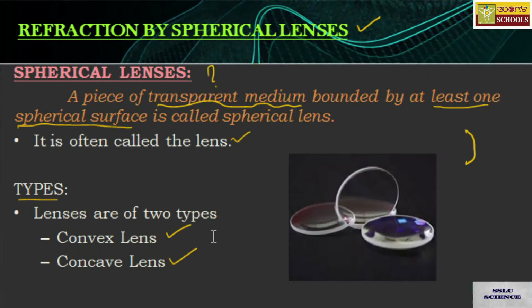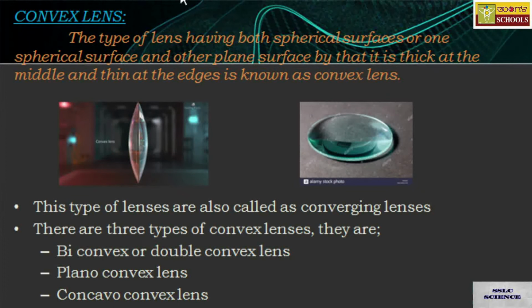So the first type will be the convex lens. This is the picture showing the convex lens. These are the pictures which I have collected. I hope you are getting these pictures right, so I can define these things to you easily. A convex lens is a type of lens having both spherical surfaces, or one spherical surface and the other a plane surface, that is thick at the middle and thin at the edges.